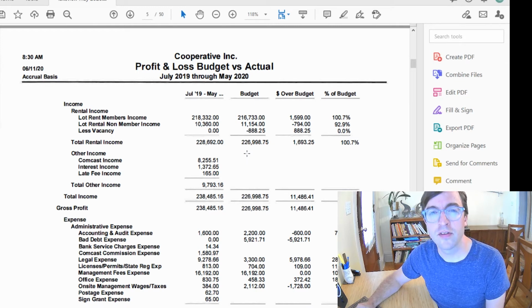If your rock is consistently underperforming in comparison to its budget here, then it's a pretty good sign that you're going to need to increase the amount you budget for vacancies moving forward. And it's also a sign that it's time to get to work filling lots.